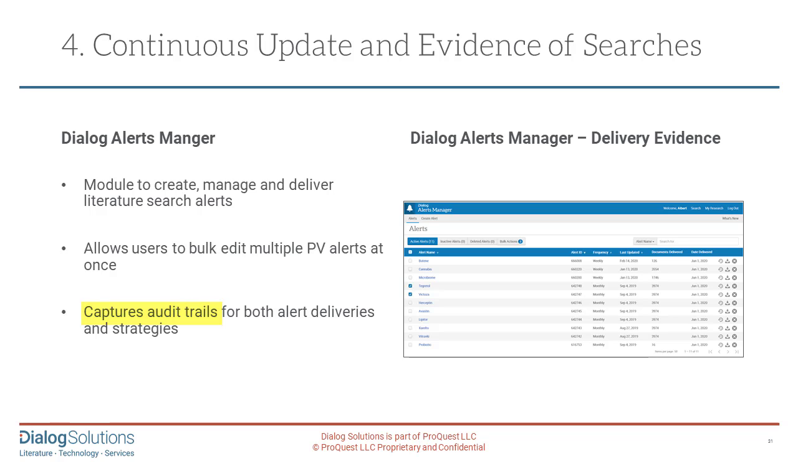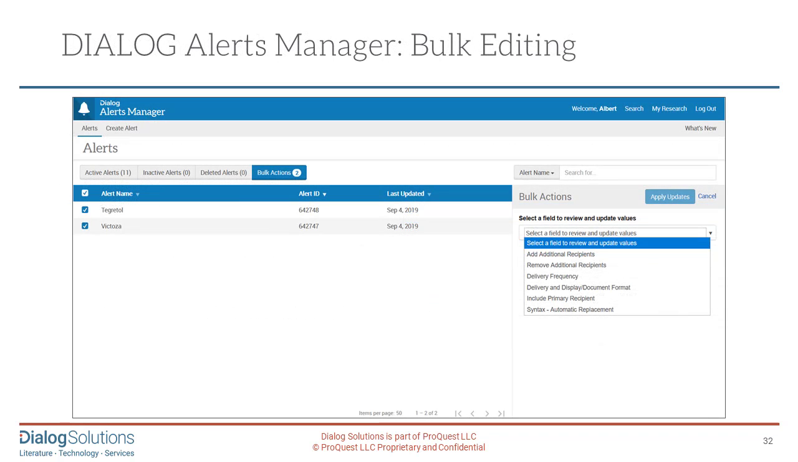In addition, the Dialog alert system has a memory, a history, and it remembers what it sent you. So it will never send you the same reference twice. So you will minimize the risk and cost associated with receiving duplicate references.